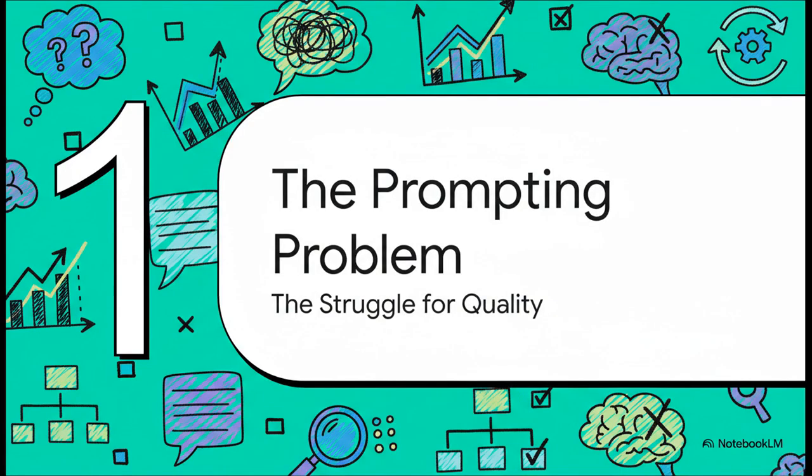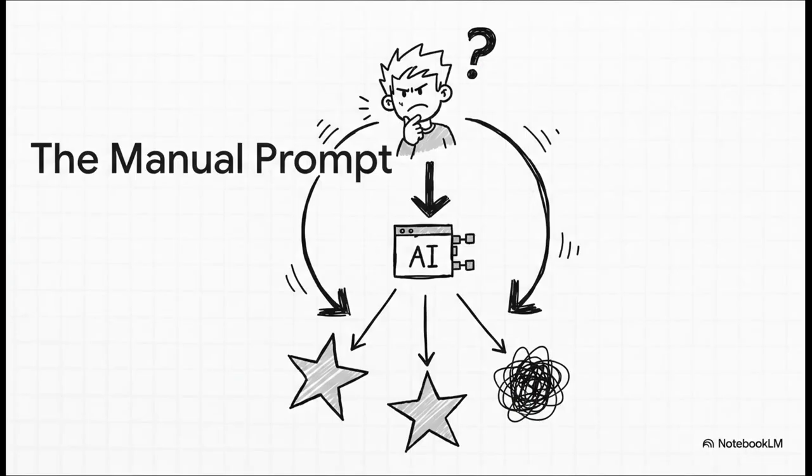So, let's really dig into what we're trying to solve here. We can call it the prompting problem. And it's that constant battle, right? That struggle to get AI to give you consistent, high-quality results, especially for all those tasks you have to do over and over again. And I bet this cycle sounds familiar.